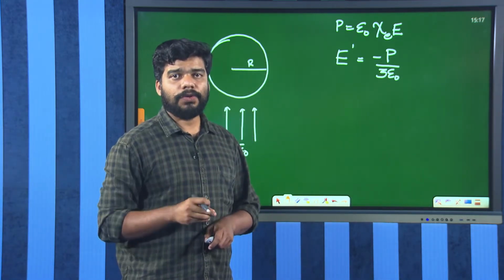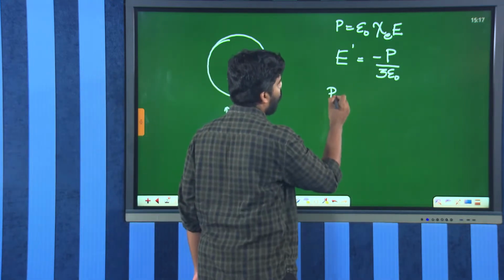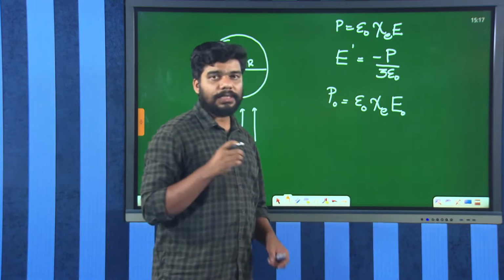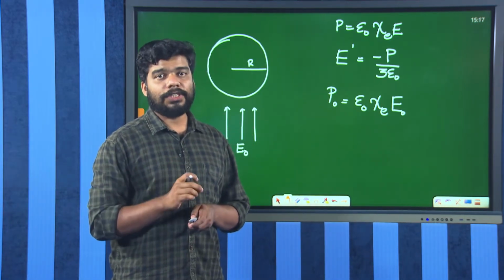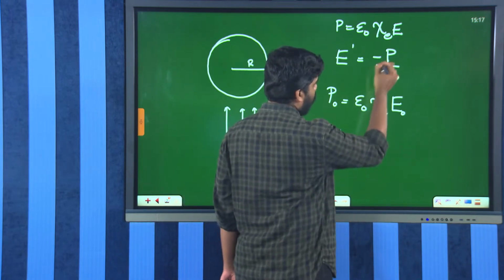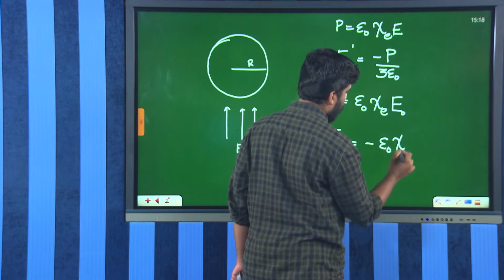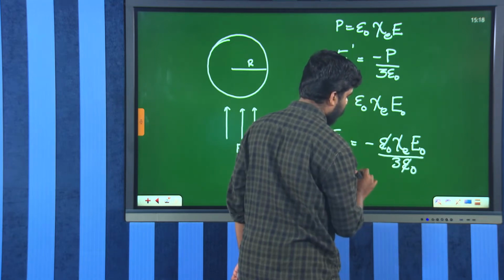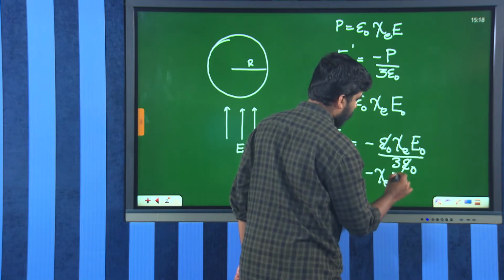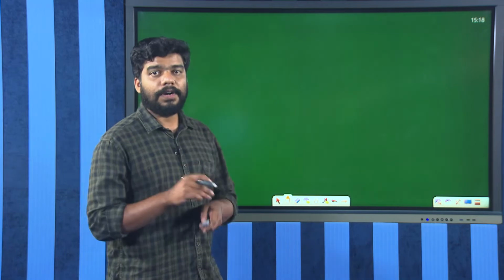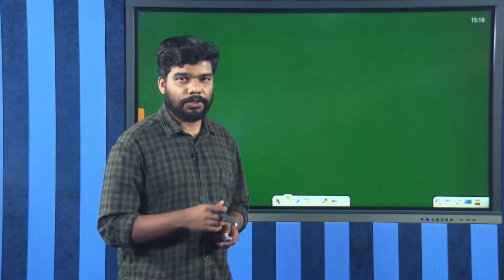Now, in this problem, the induced polarization is given by P0 is equal to epsilon 0 chi E into E0. Why E0? This E0 is the applied electric field, which induces a new electric field given by the expression E1 is equal to, substituting for P0, epsilon 0 chi E E0 by 3 epsilon 0. This epsilon 0 and this epsilon 0 will cancel and the remaining will be minus chi E E0 by 3. So we have E1 is equal to minus P0 by 3 epsilon 0, and substituting for P0 we obtain minus chi E into E0 by 3.